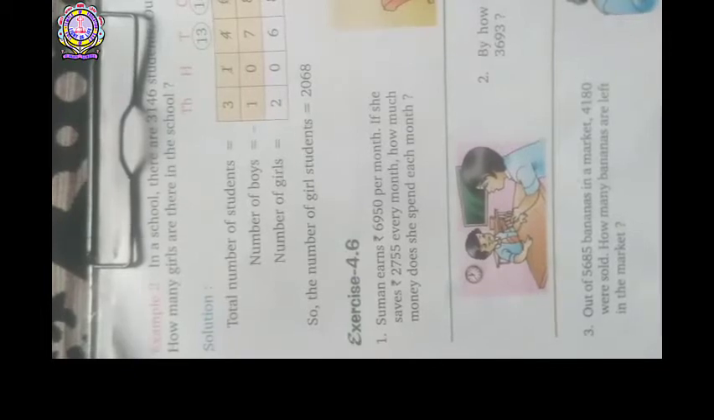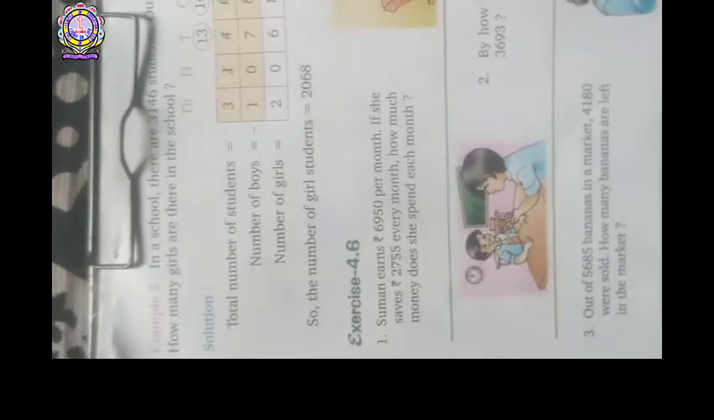Okay, Suman earns 6,950 rupees per month. The total income of Suman per month is 6,950. If she saves 2,755 every month, how much money does she spend each month? If we subtract savings from income, we will get total expenditure per month. Okay, students.